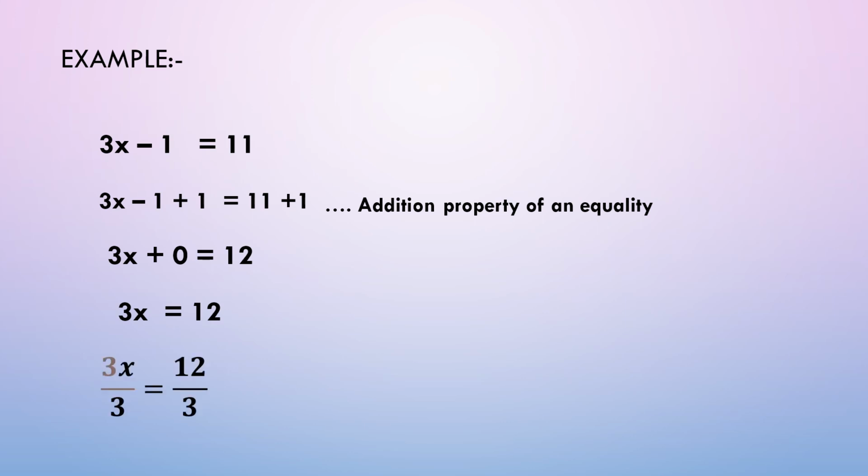So which property do you use here? Division property of equality. So your 3 and 3 get cancelled. 3 ones are 3, 3 fours are 12. So x is equal to 4. So 4 is the solution of the equation.